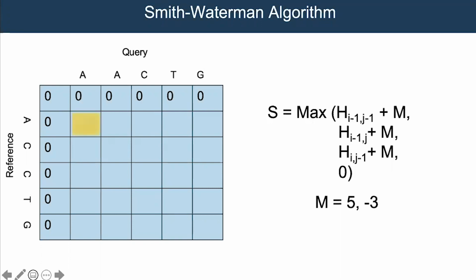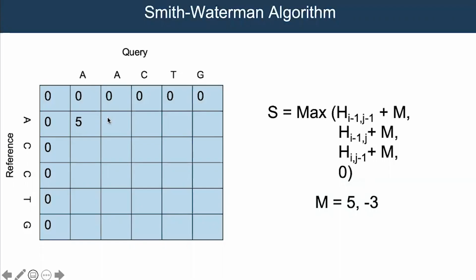For example, if we want to solve this equation for this yellow cell over here, we have these three dependencies. And we'll be adding the match or mismatch score to each of these cells, and then finding a maximum. And we have a zero in the equation just to make sure that the score is never negative. So in this case, since we have a match, because we have A from the query and A from the reference, we'll be adding 5. And if we had a mismatch, we'd be subtracting 3.